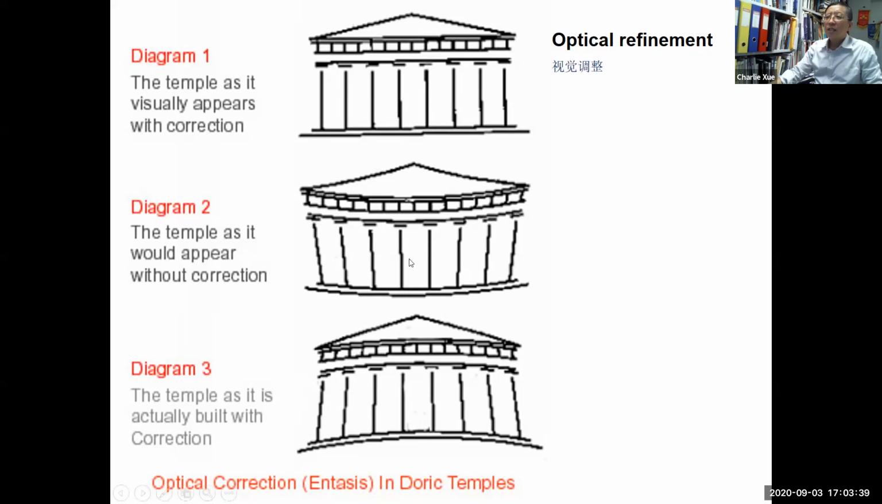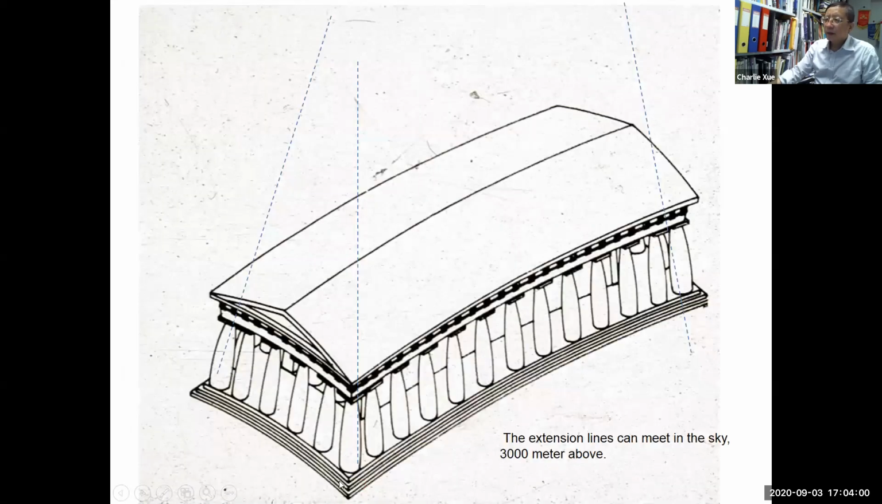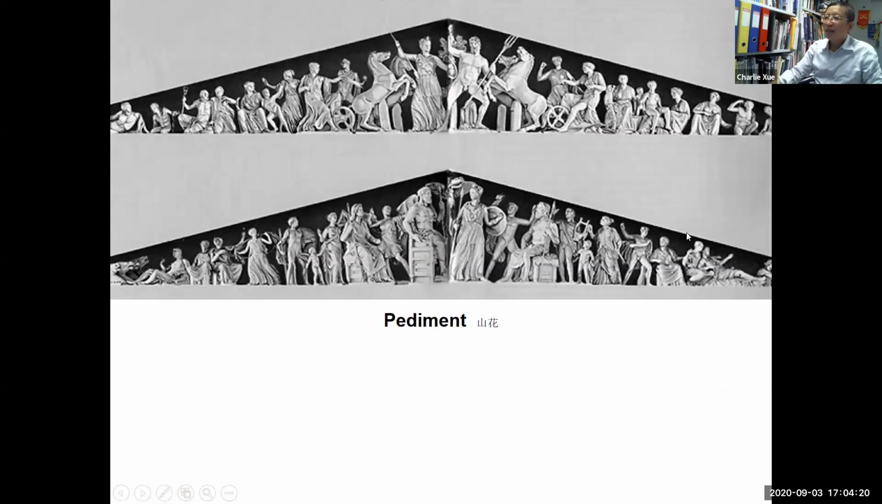This is for the perspective, optical correction, and the temple was built in this way, and you feel it is very monumental. It is built in this way. Of course, this drawing is a little bit exaggerated. The extension line, they can meet 3,000 meters above, and it will finally meet to one point. This is the perspective to make it.